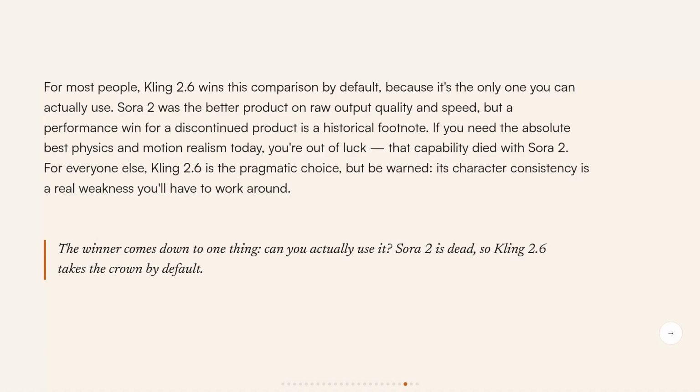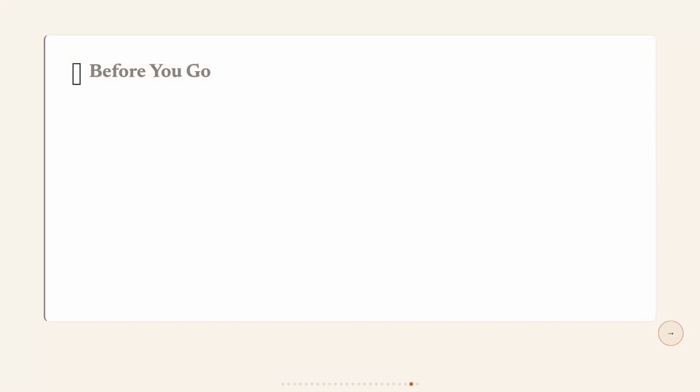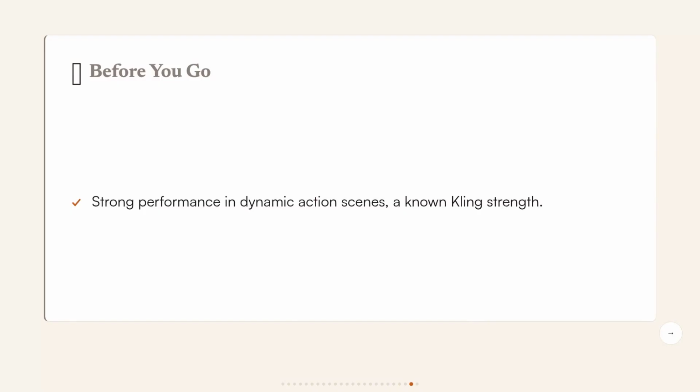It's cheaper at 15 cents per second, it's actively shipping, and the only real thing you have to work around is character consistency. One thing the docs don't spell out, Kling 2.6's style reference feature requires manual prompt tuning on every new character, and the default settings don't lock facial features across shots. So if you're building anything with a recurring character, you need to budget extra iteration time into every single scene, not just the first one.